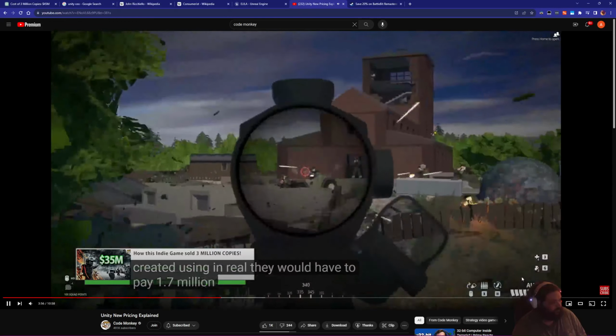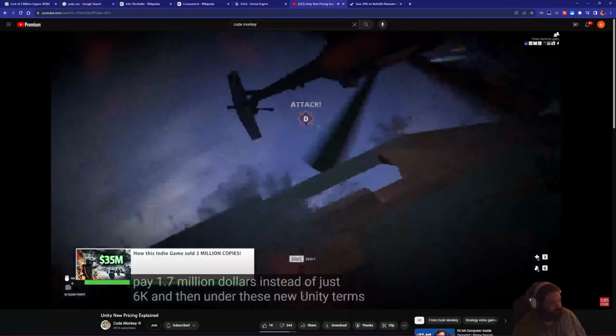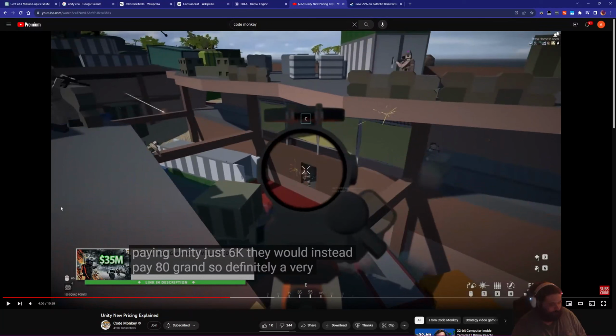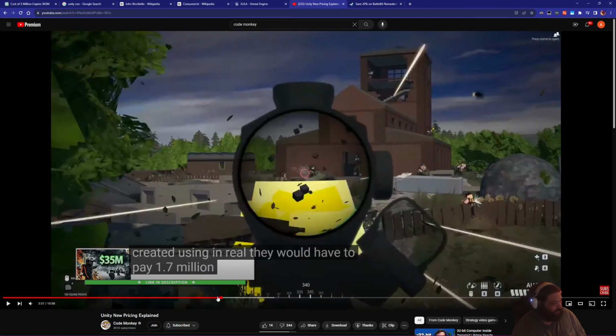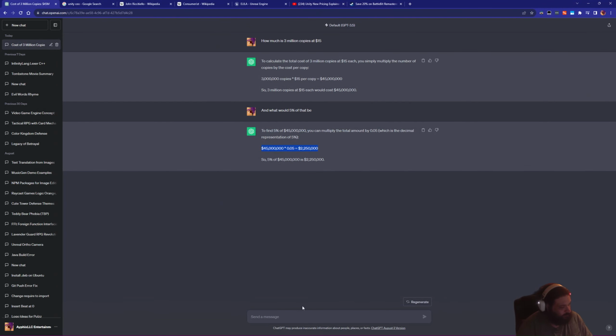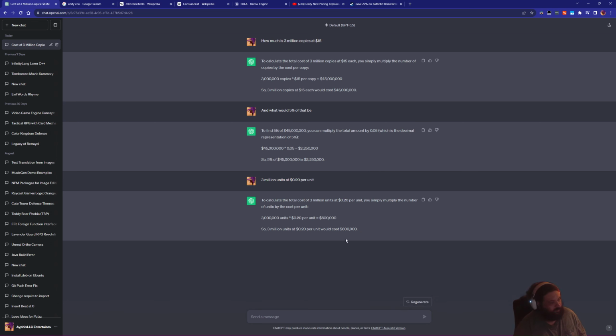Unreal, they would have to pay $1.7 million instead of just $6K. And then under these new Unity terms, at 3 million copies sold, instead of paying Unity just $6K, they would instead pay 80 grand. So definitely a very big... Again, I'm not quite sure, so let's double check. So instead of just $6K, it's 3 million units sold, right? So let's see, 3 million units at 20 cents per unit. That's $600,000. That's a far cry from the 80 that he's claiming.